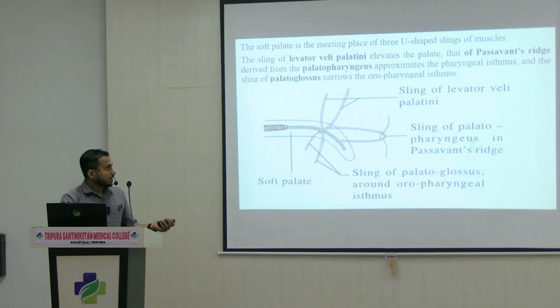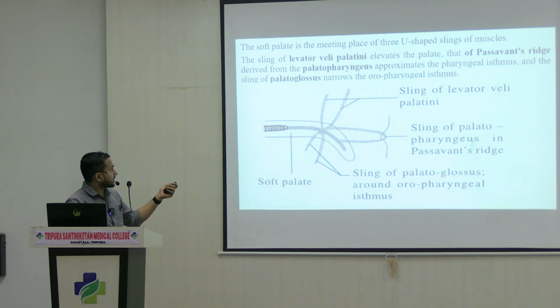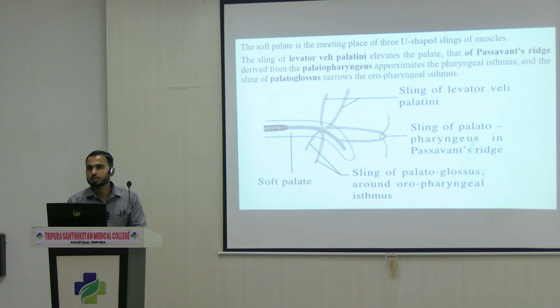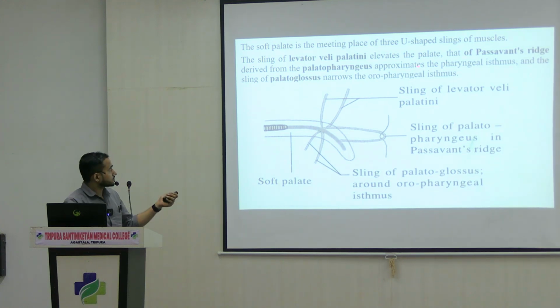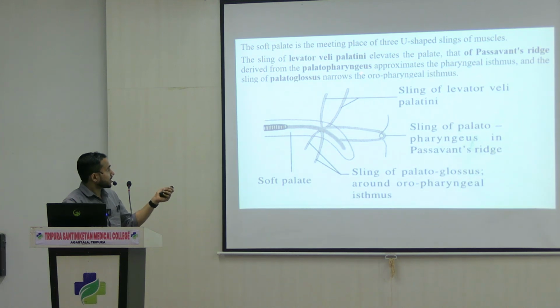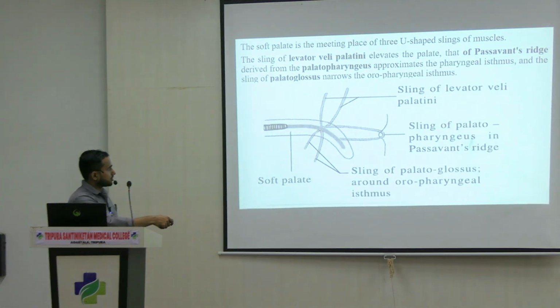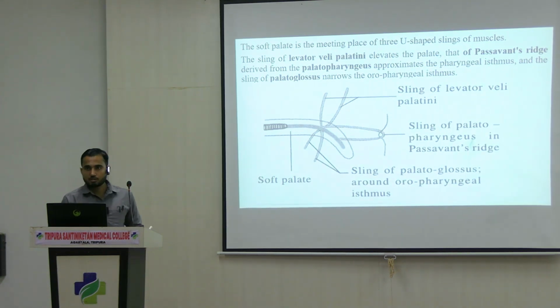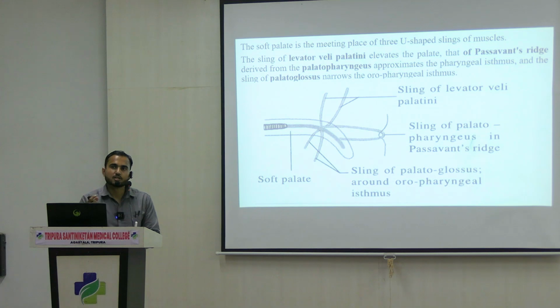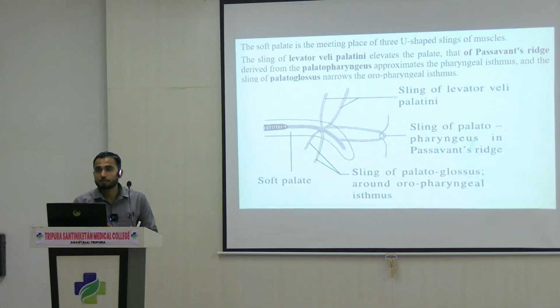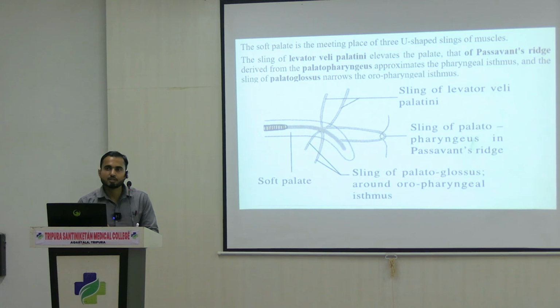First of all, you can see a sling of levator veli palatini. Whenever it attaches to the palatine aponeurosis, it forms a U-shaped sling, which elevates the palate. Then there is the Passavant's ridge formed by the palatopharyngeus. Here you can see the sling of the palatopharyngeus muscle, which forms the Passavant's ridge. This is a very important structure which also helps during the time of deglutition. How this Passavant's ridge is formed, we will discuss.